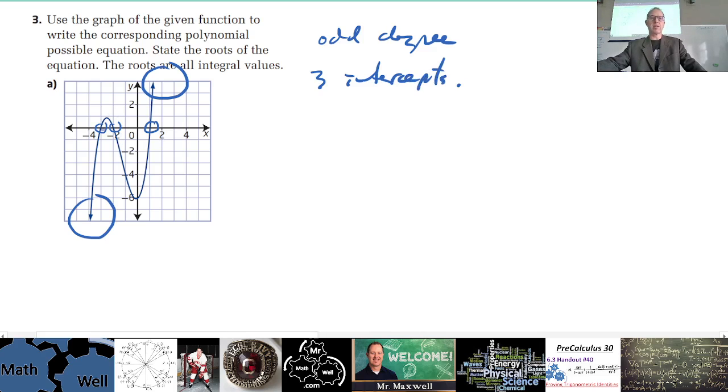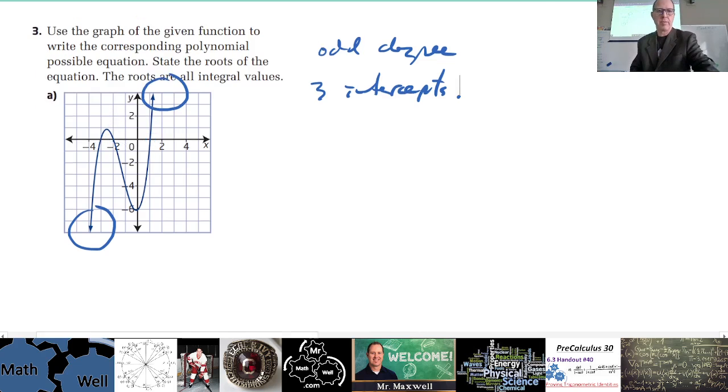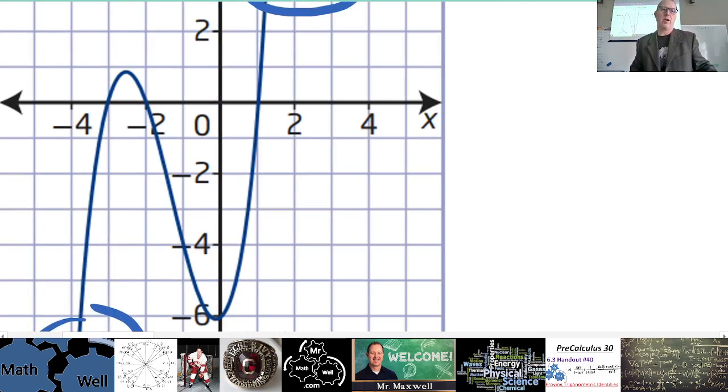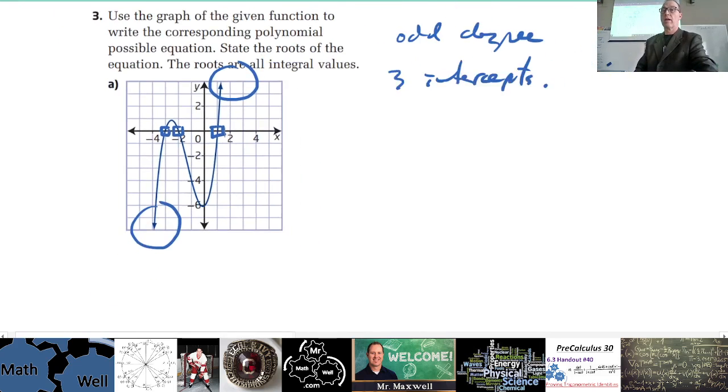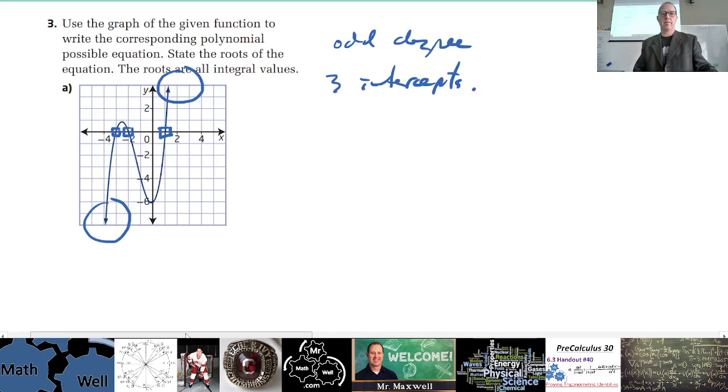And I can see clearly the behavior at each intercept is just a cross. So it's crossing at each intercept. If I zoom in there, it's not tangent to and crossing. It's not tangent to and not crossing. It's a straight cross here. It's a straight cross and a straight cross. So that means the multiplicities on each of these roots are going to be what? 1. Very good. That's right. So multiplicity of 1 on each root.